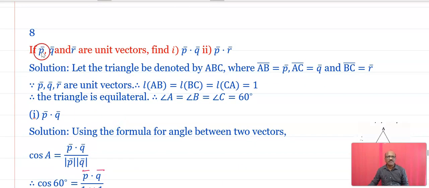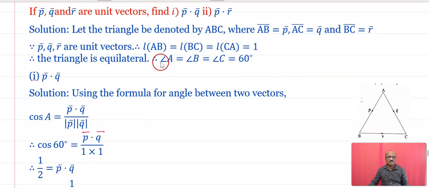If P bar, Q bar, R bar are the unit vectors, then find P bar dot Q bar and P bar dot R bar. Let the triangle be denoted by ABC, where AB bar is equal to P bar, AC bar is equal to Q bar, and BC bar is equal to R bar. Since P bar, Q bar, R bar are the unit vectors, therefore length of AB is equal to length of BC is equal to length of CA.